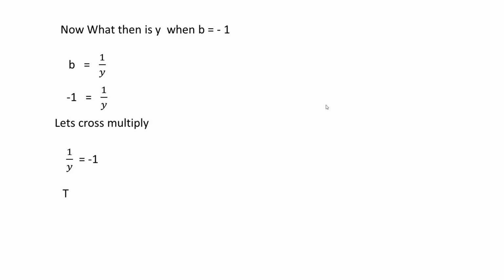Now what then is y? When b equals minus 1, b equals 1 over y. Minus 1 equals 1 over y. Let's cross multiply. y equals minus 1. Therefore, x equals 1 over 2, and y equals minus 1.